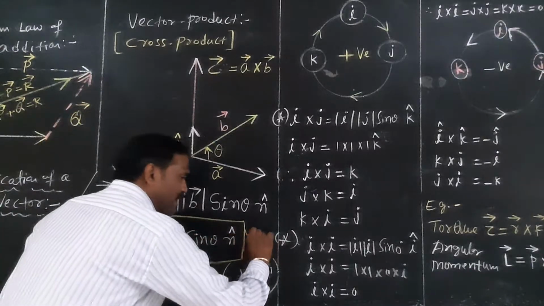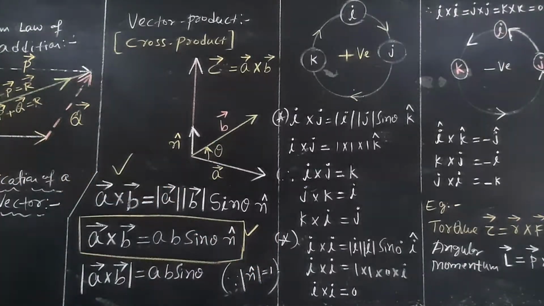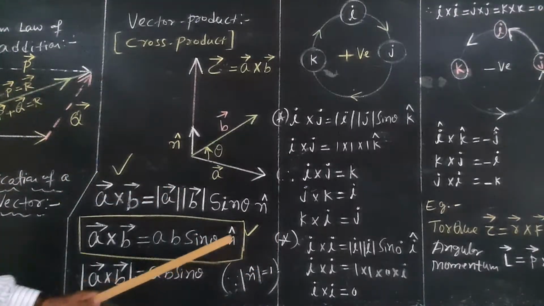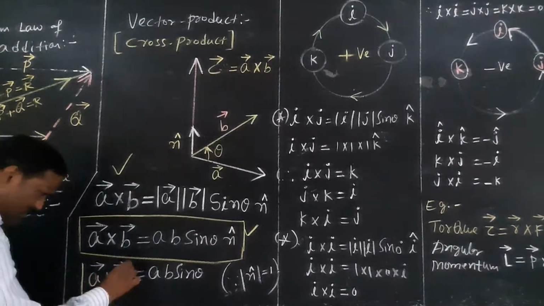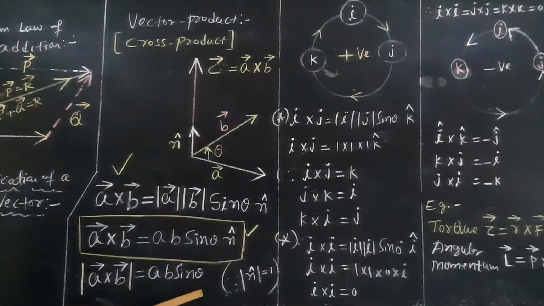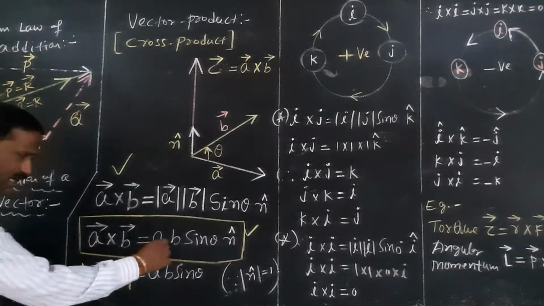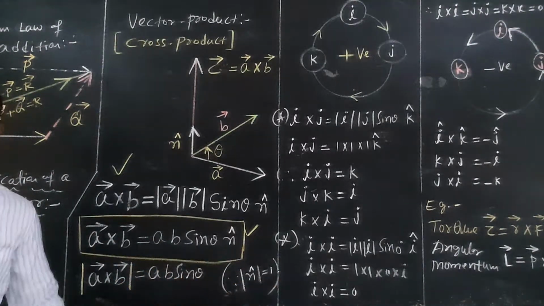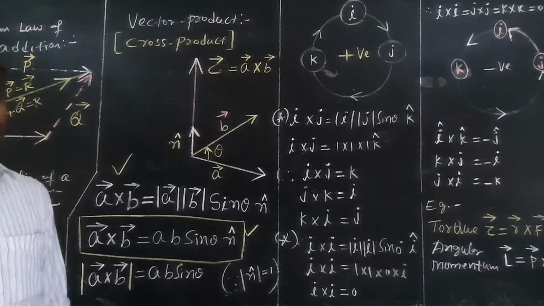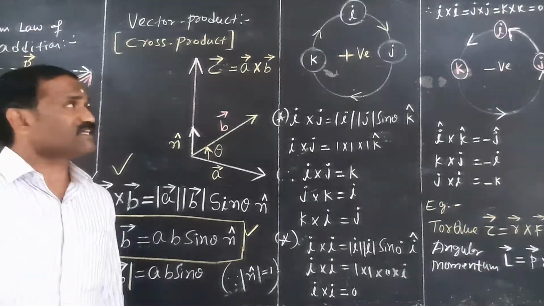This equation has both magnitude and direction. This is only modulus. Modulus means only how much, the value of the physical quantity, not having any direction. If we take the modulus of this whole equation, modulus of A is A only, modulus of B is B only, modulus of sin theta only, and modulus of n cap is called a unit vector whose magnitude is unity.